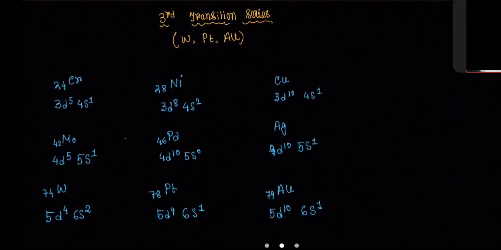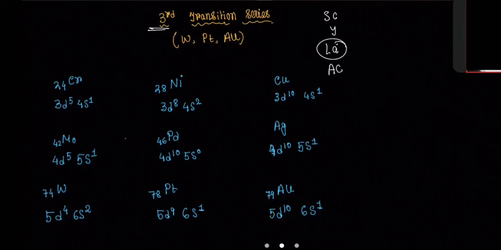Now coming to the next one. Again, this is the third transitional series for us. This is lanthanum, and below that this is actinium, from lanthanum to mercury. This is our third transitional series. Over here, if you want to understand the atomic number, add 18 with yttrium and add 32 with cadmium. Remember, periodic properties, class 11. So this is how you need to do it.